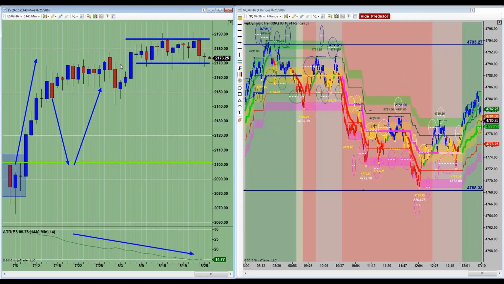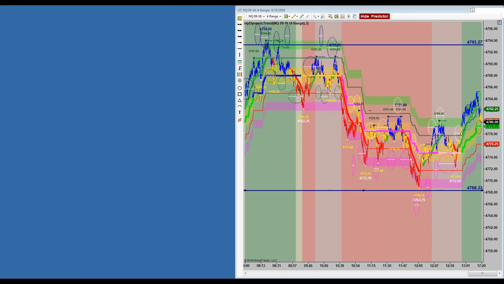So let's translate that. If you can, pull up a 1440 and look at your instrument, and you can study this. Find support and resistance, put it on your charts. That's how I use it. All right, now let's take a look at NASDAQ for today.